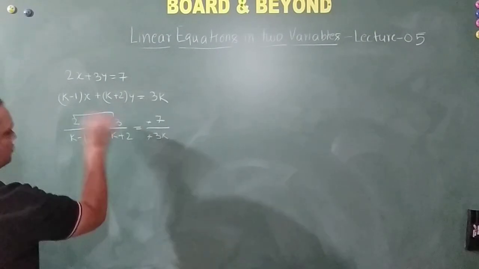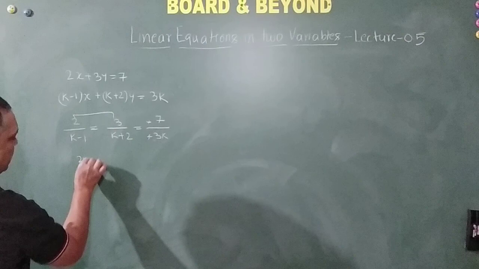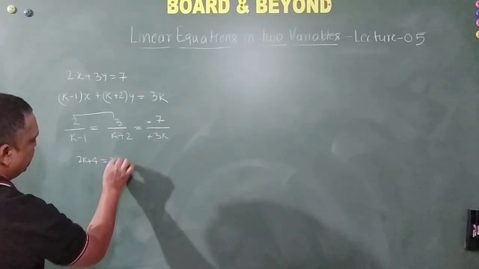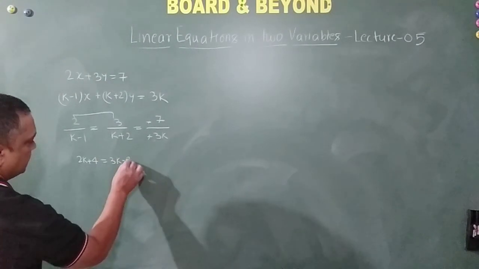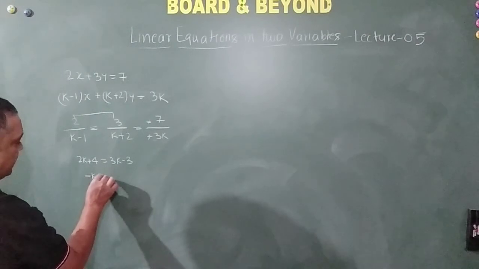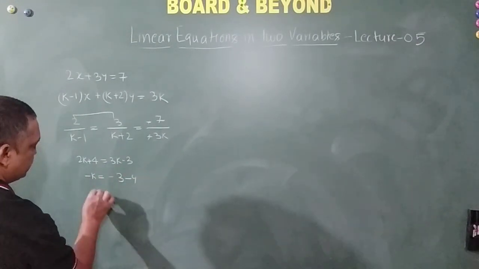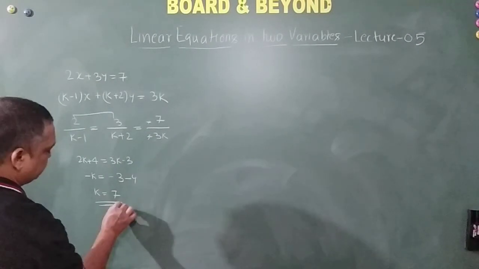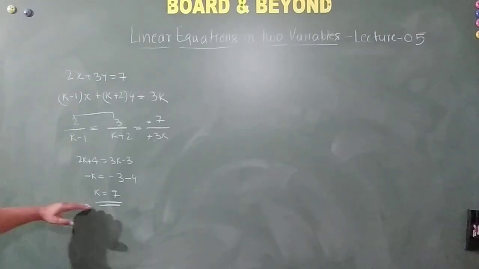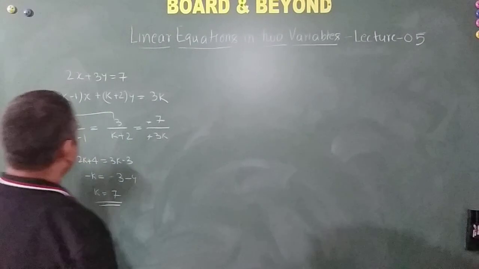Now we will try to solve these two first. So this becomes 2k plus 4, taking it up here, is equal to 3k minus 3, right? So this becomes minus k is equal to minus 3 minus 4. So k is equal to 7. Now what we do is we try to put k is equal to 7 here, okay, and let's see whether this thing is verified or not.